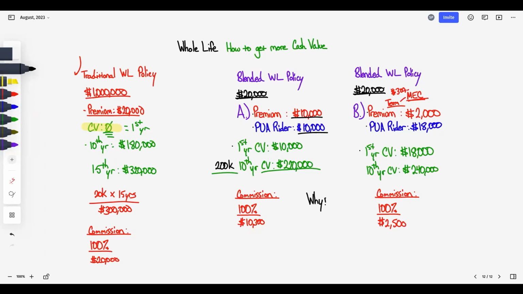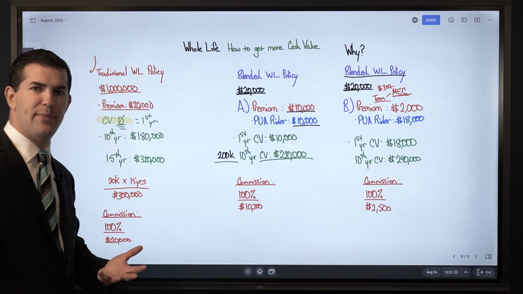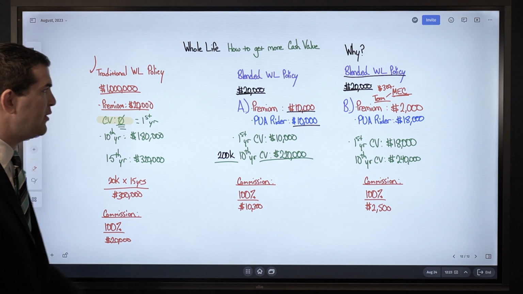Why? Why was I never shown this? That's my question. I was sold a policy. It was either the traditional one or it was a blended policy like option A where I had 50 or 60% of what I paid into the policy in cash value in the first year.